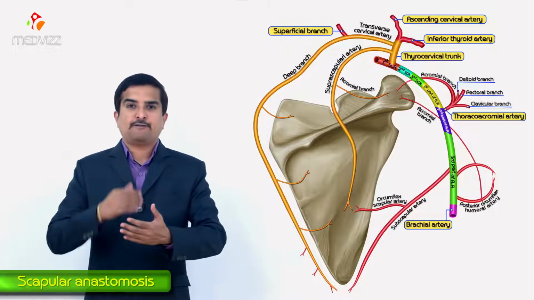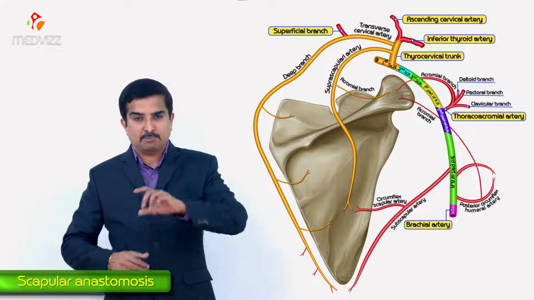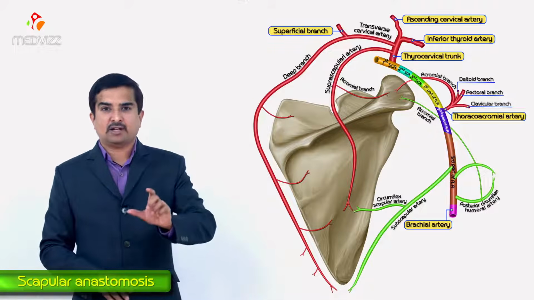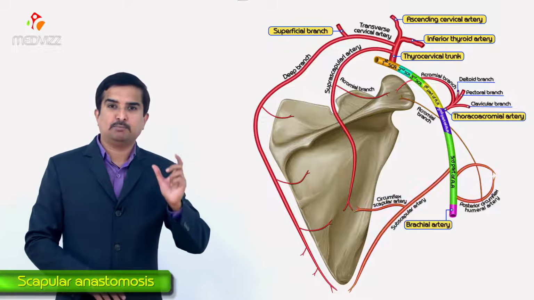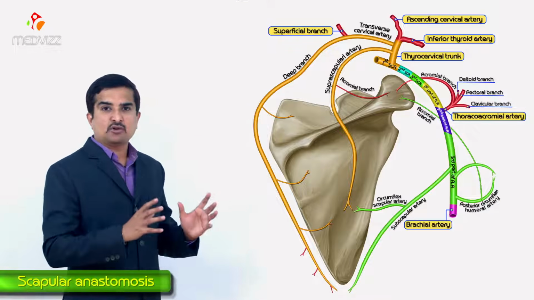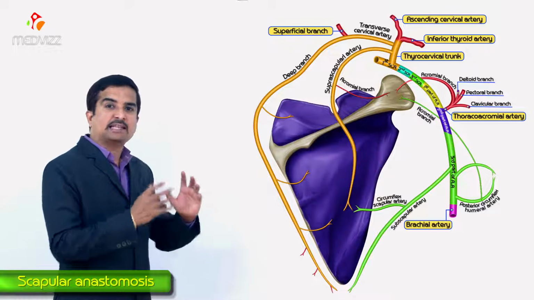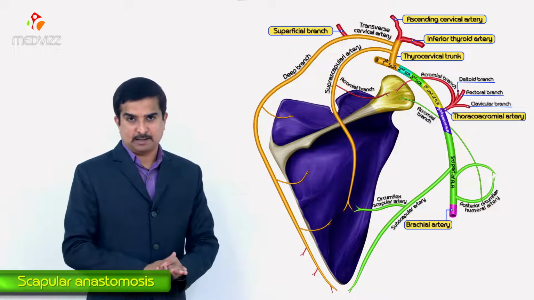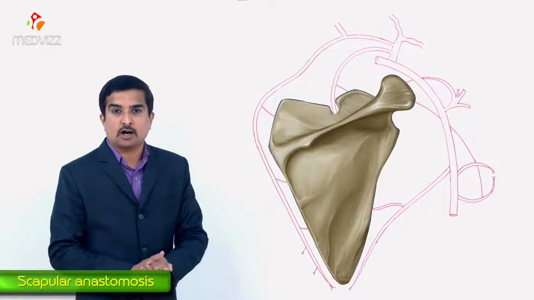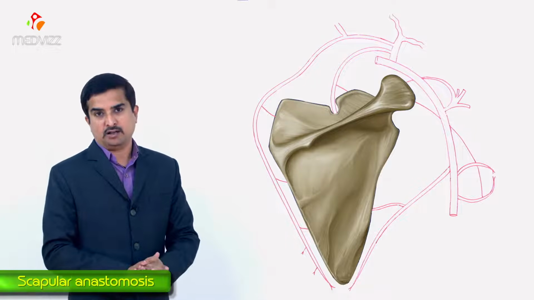That is, the first part of the subclavian artery by means of the thyrocervical trunk, and the third part of the axillary artery by their three branches. These are the ones actually responsible for the anastomosis around the body as well as the acromion process of the scapula. So, let us discuss in detail how these anastomotic channels are formed from these particular arteries.